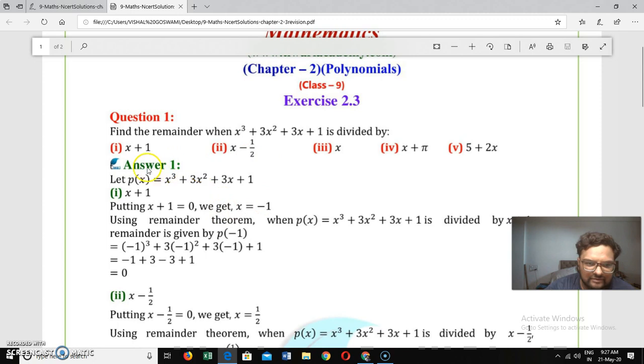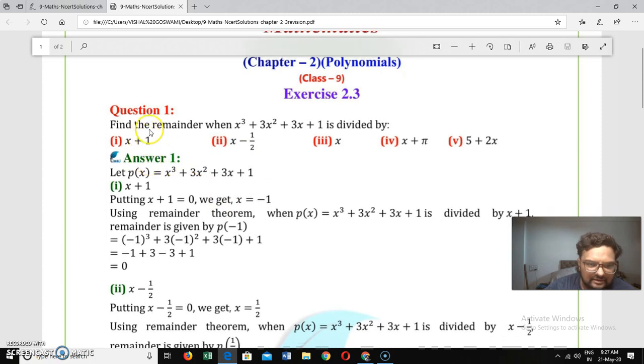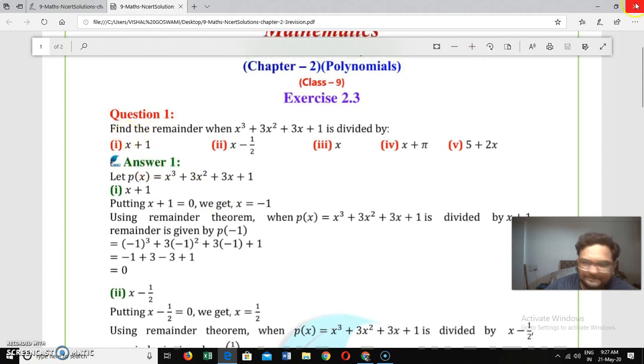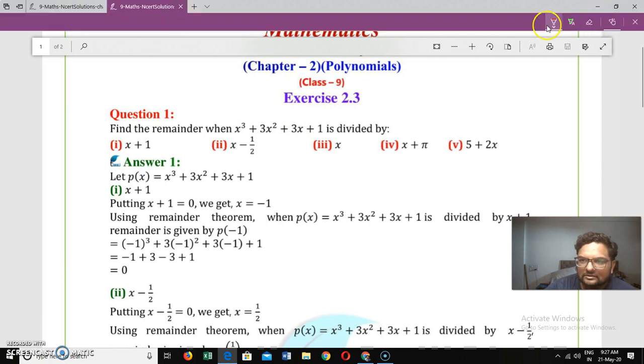So simply what we will do, to find out the remainder, here is x plus 1. We will write this x plus 1 equals to 0. Then this 1 will come to the other side, becomes minus 1. So the x value is minus 1. We will keep this minus 1 in the given polynomial as we did in the previous exercise 2.2 in order to find out the value of the remainder.